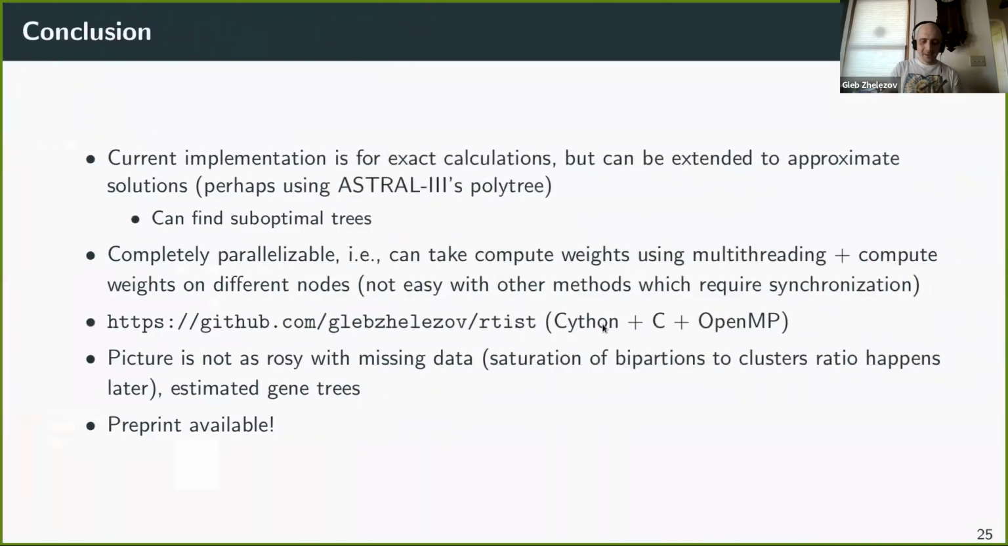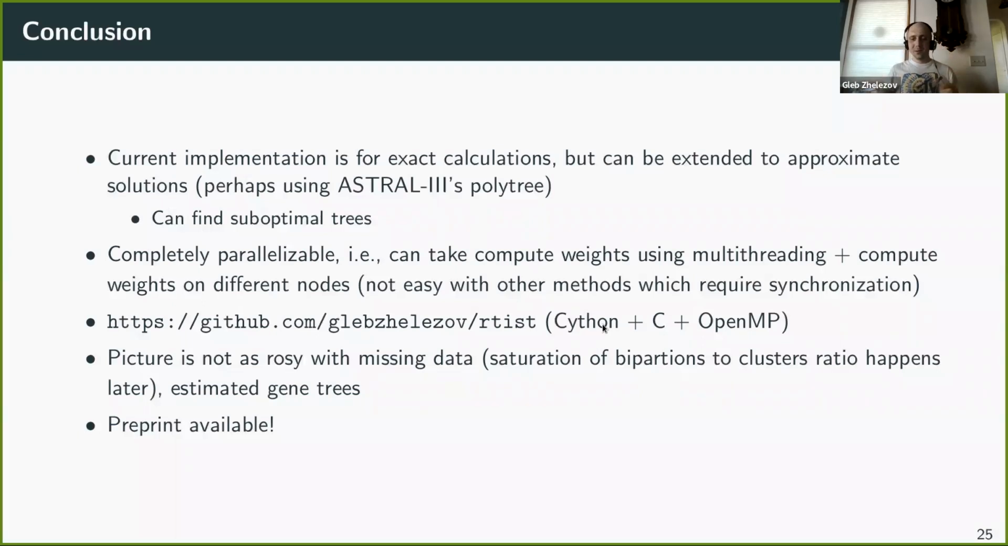Right. And so in conclusion, the current implementation is for exact calculations, but can be extended to approximate solutions. And if you see how ASTRAL and Stellar do it, they basically look at all the bipartitions that exist in your gene trees, then they chop them in half. They treat each one as a cluster, and then they look at every possible combination of one cluster and another that are disjoint, and they try to reconstruct the gene tree from that.